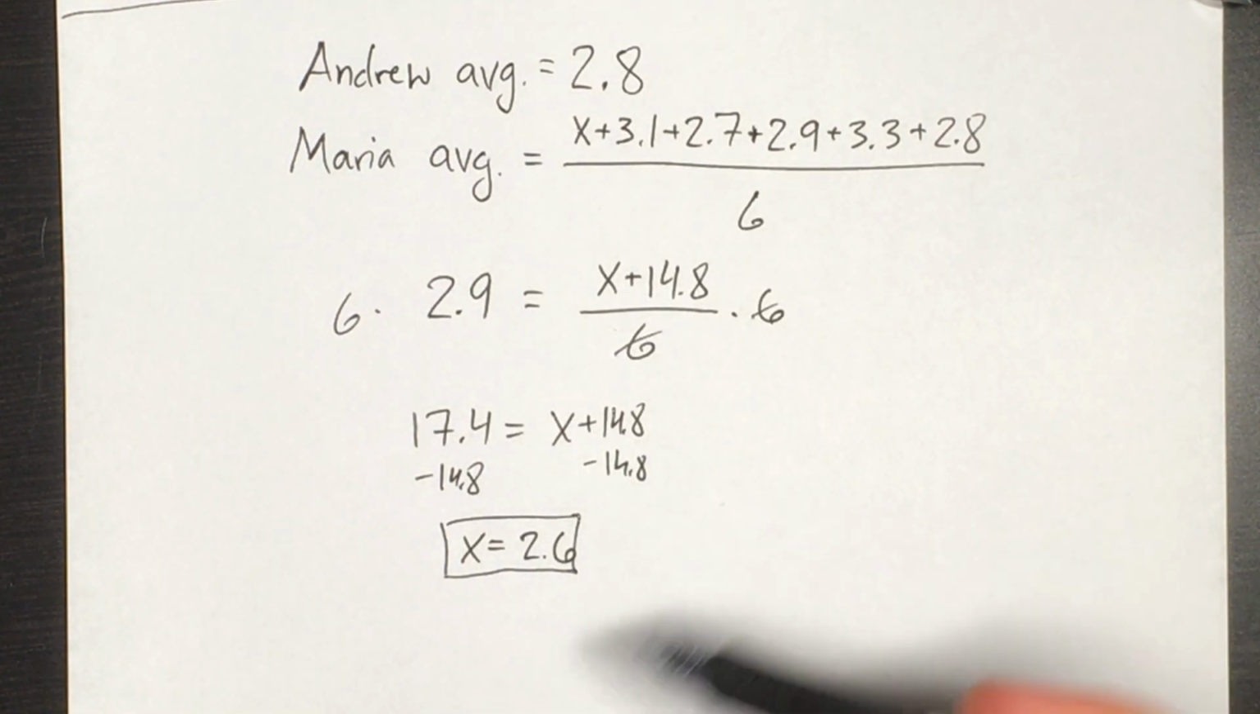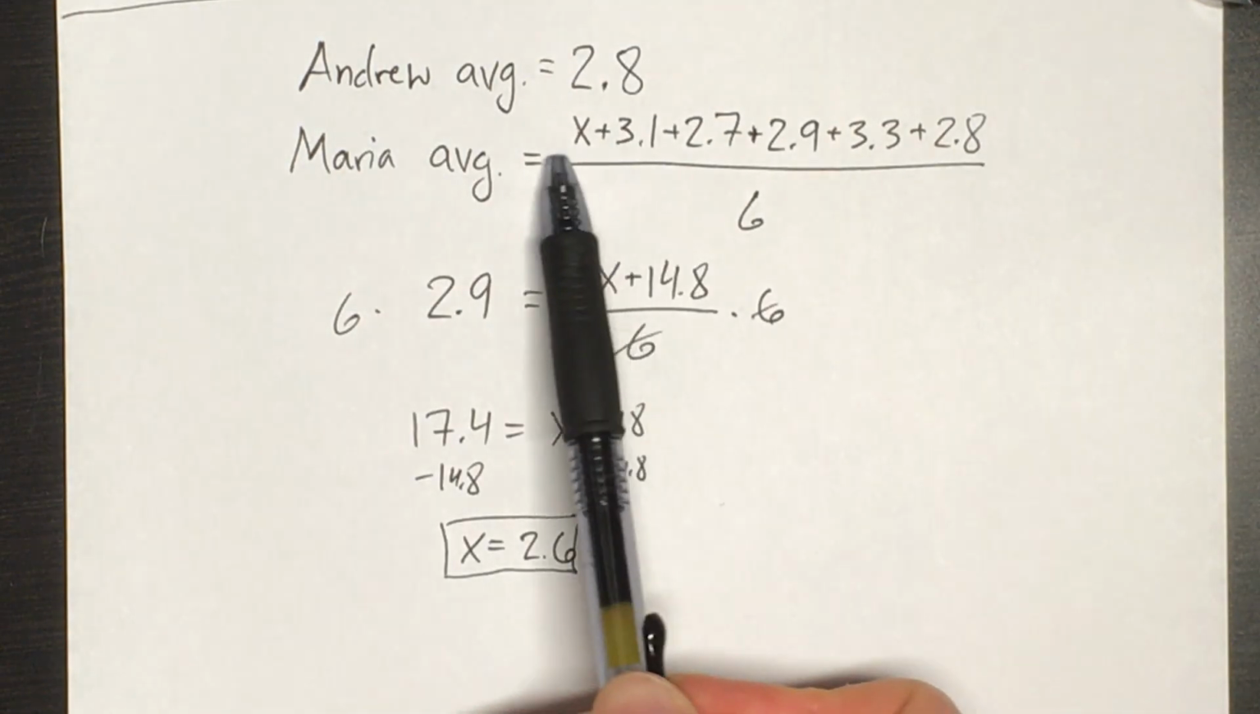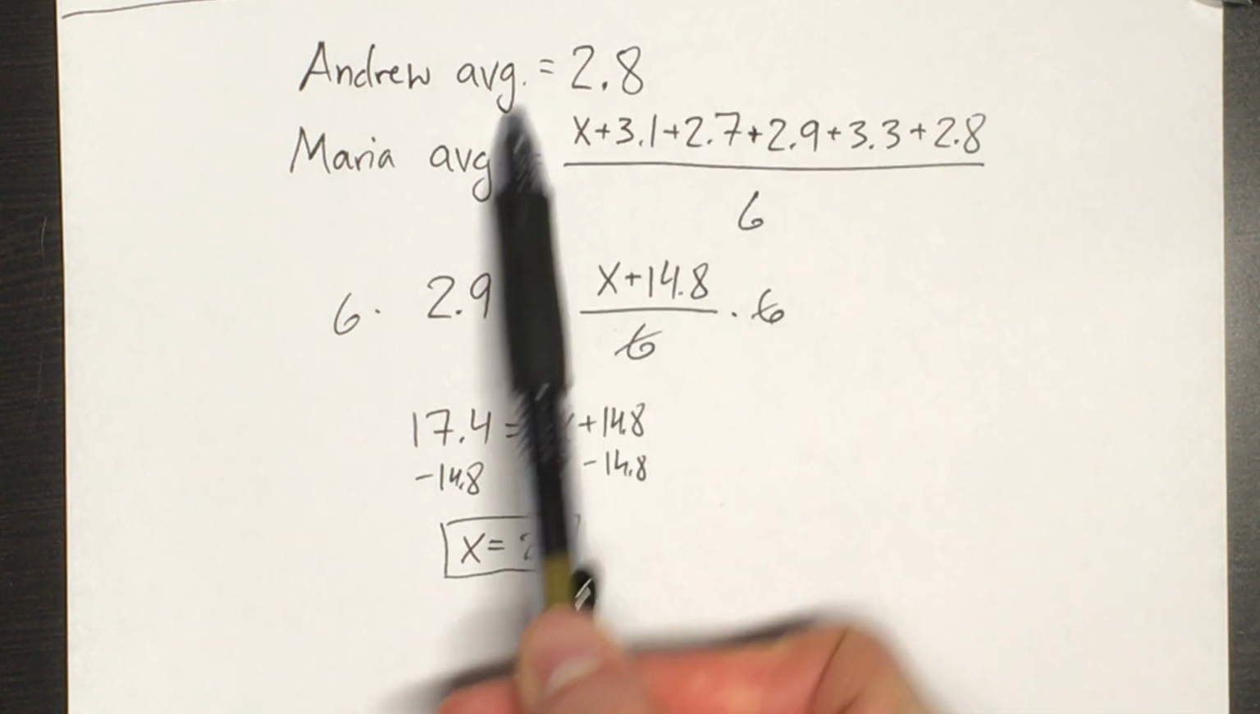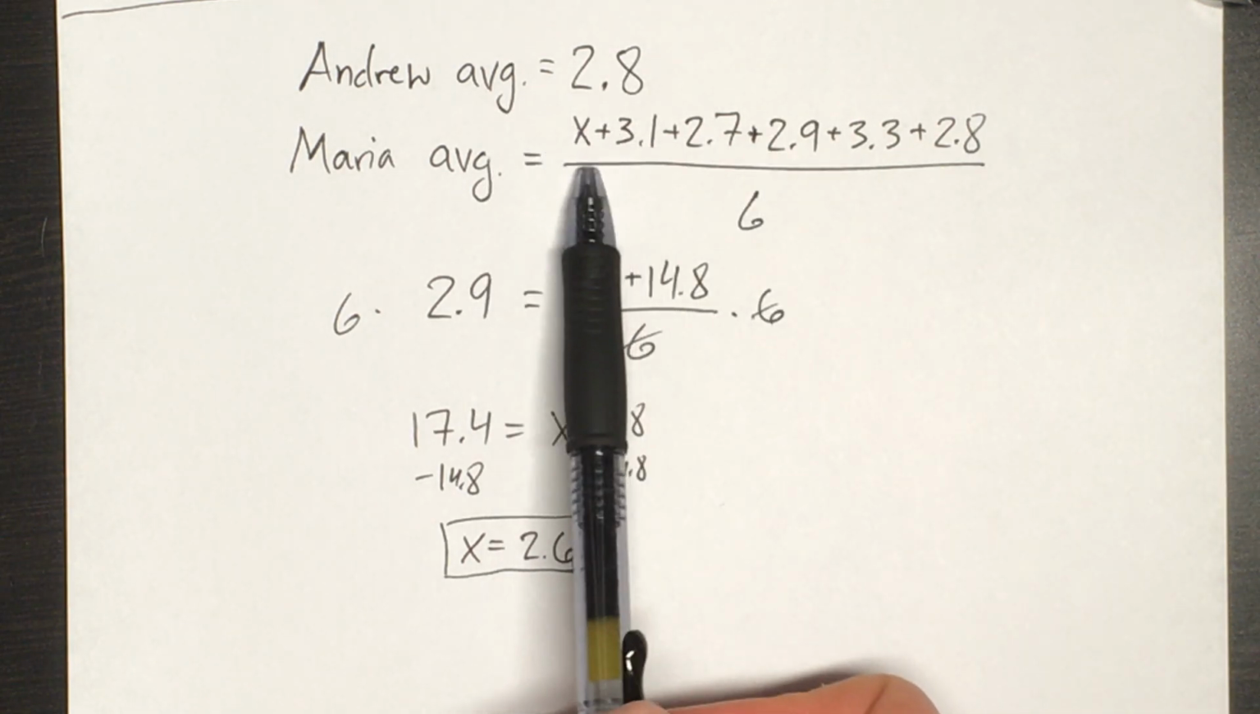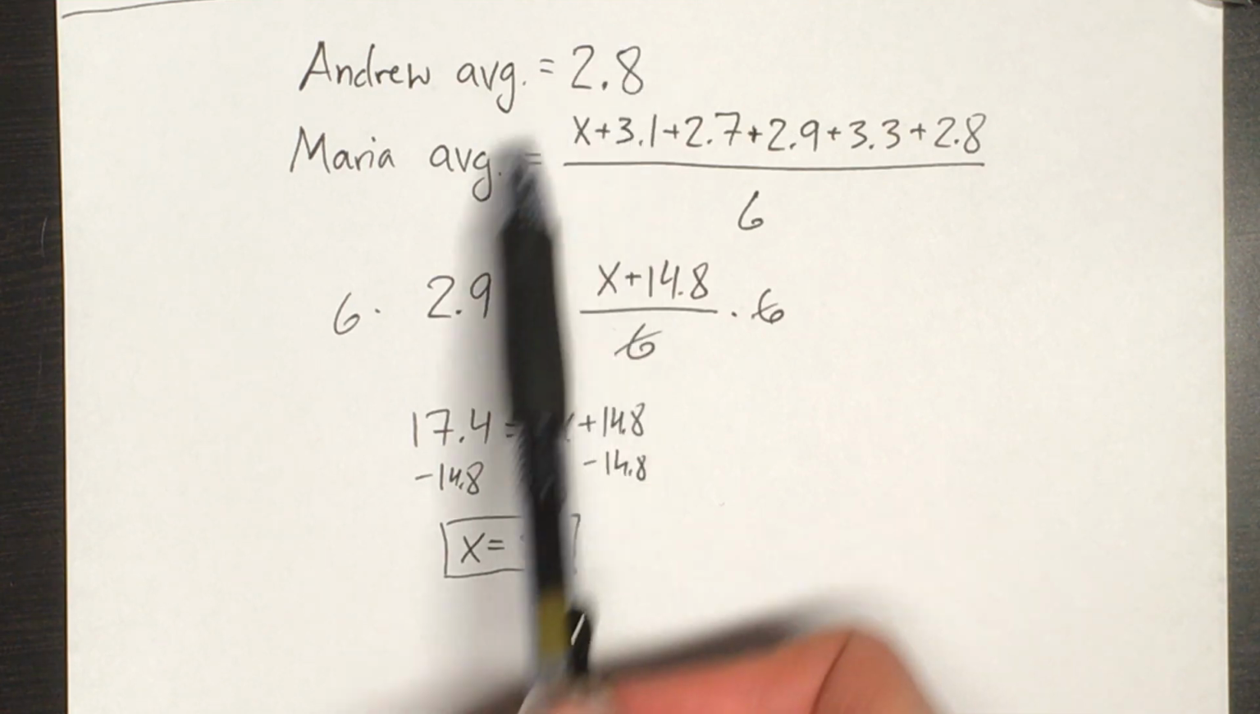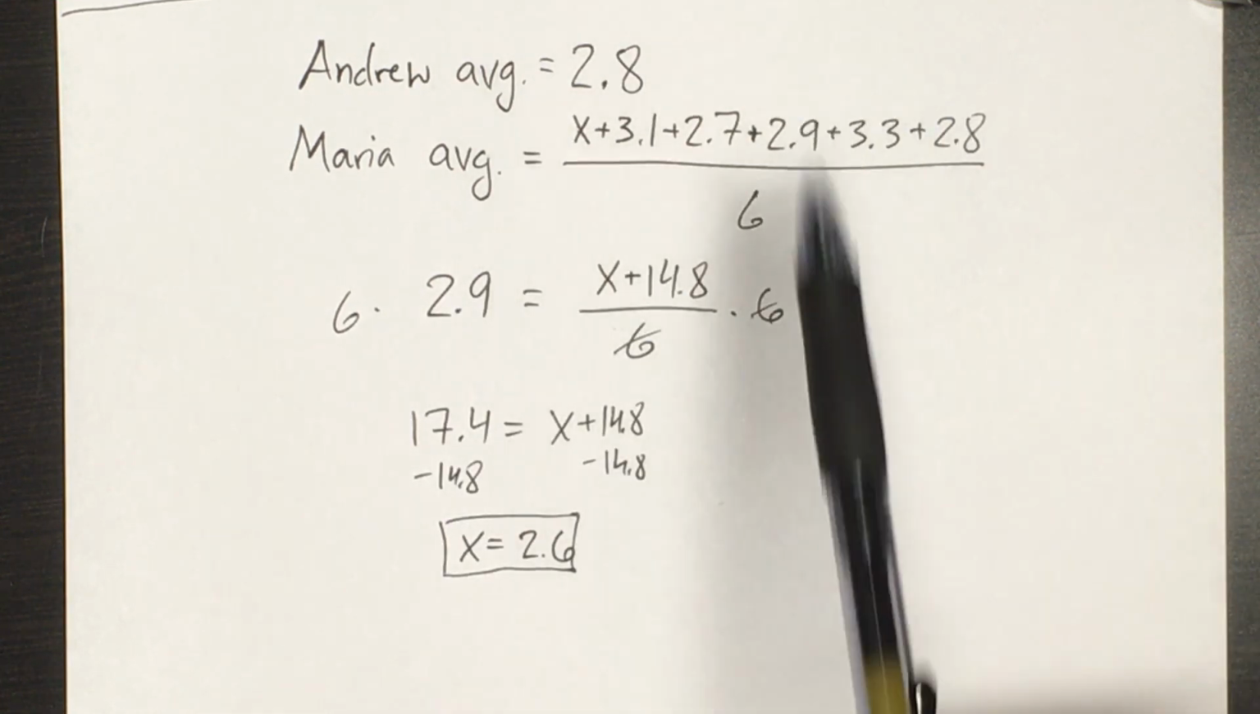And again, the reason we know this is just because we wrote an expression for her average using x, and then we knew what that has to equal because it has to be 0.1 bigger than Andrew's, and we just solved from there.